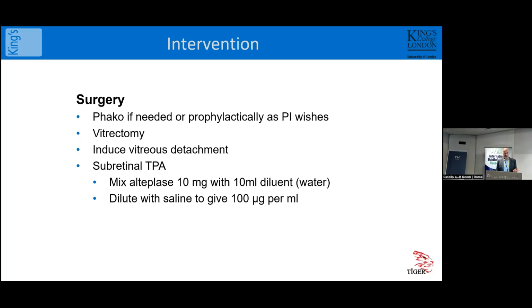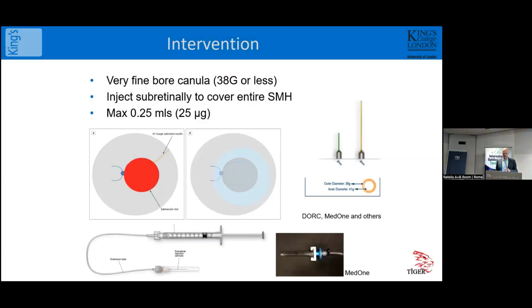So surgery involves a phaco, if the patient and the surgeon want to, vitrectomy, induce a PVD, and inject TPA. We take alteplase. You can also use Cathflo as well. It's a cheaper alternative if you can't get Actilyse. That's also less wasteful. It's only 2 milligrams in a vial. Diluted up with the diluent that comes with the injection, and then diluted again to give an isosmolar solution with saline to end up with 100 micrograms per mil.